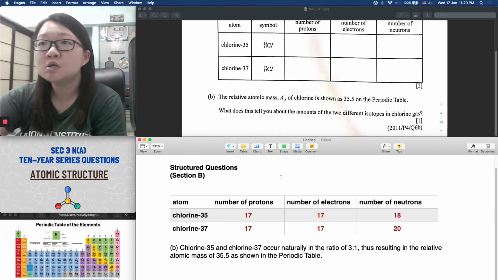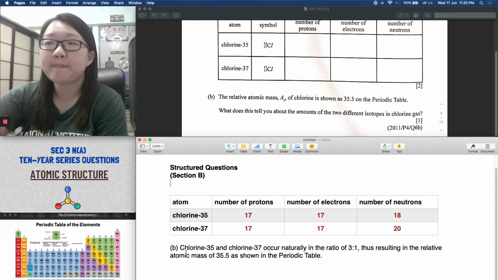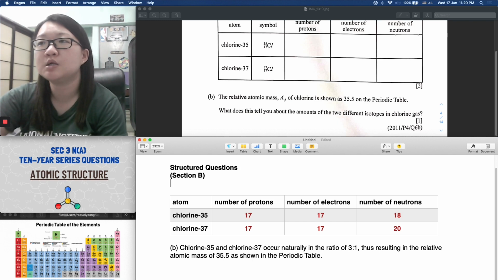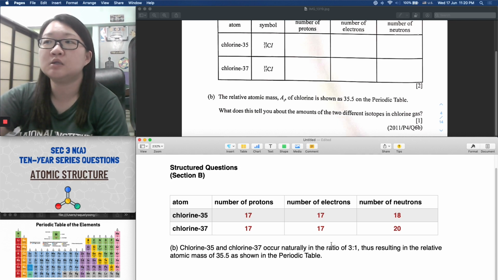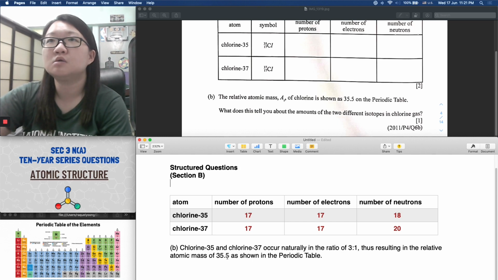chlorine gas? So for chlorine 35 and chlorine 37, they are different isotopes of the same element, and they occur naturally in this particular ratio, so 3:1. So that means naturally there are about 75% of chlorine 35 and around 25% of chlorine 37. So when you want to account for this difference, and when you calculate the relative atomic mass, it does actually result in a decimal point.